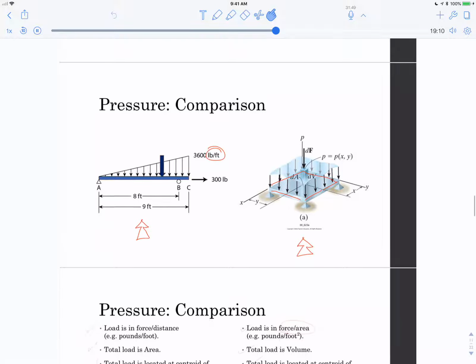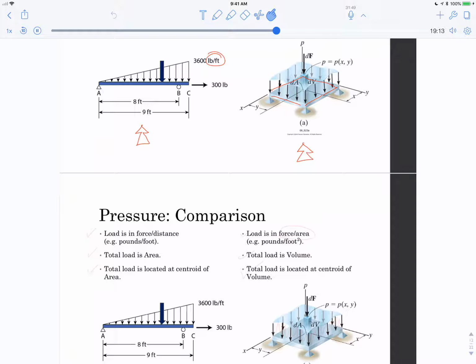Let's compare these two things. In the one we had been doing on the beams, the load is in force per distance, for example, pounds per foot, and the total load is the area of that triangle, and the total load is located at the centroid of the area. In these pressure loads, these real-life pounds per square foot, the load is in force per area, pounds per square foot. The total load will be the volume under this surface, and the total load is located at the centroid of the volume. And we've learned how to calculate centroids. That's what we've been doing.